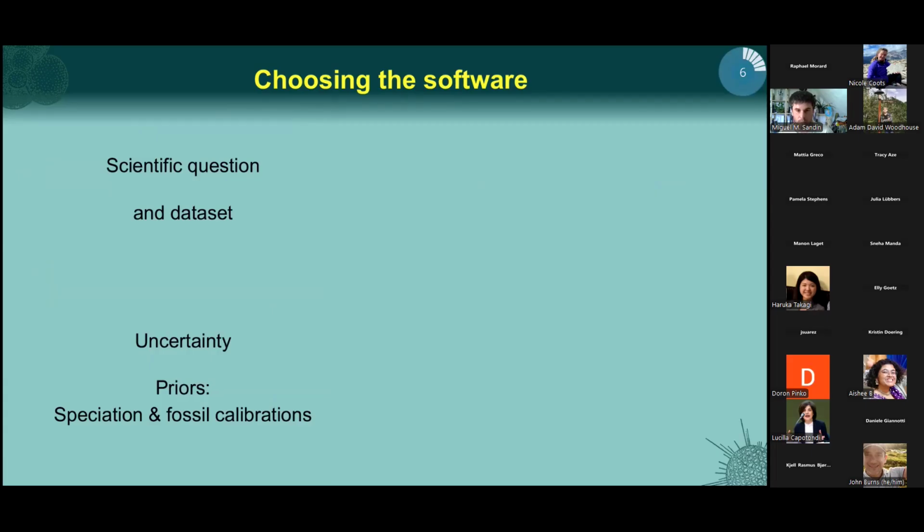Now we can begin to calibrate, and something very important that we have to take into account is our scientific question and our dataset. After this, everything else should follow accordingly. But something probably very important as well is how we want to accommodate uncertainty in our models and in the molecular clock, and how we want to apply our priors, either the speciation of the tree or fossil calibrations. The prior is basically the knowledge that we have and that we want to put in our model.